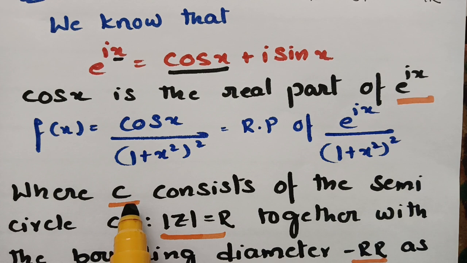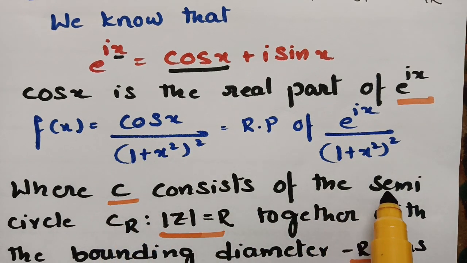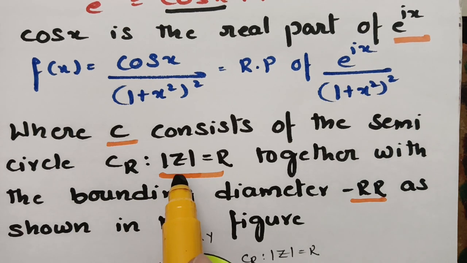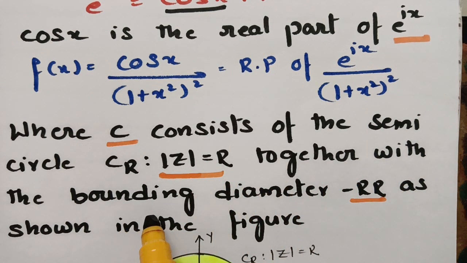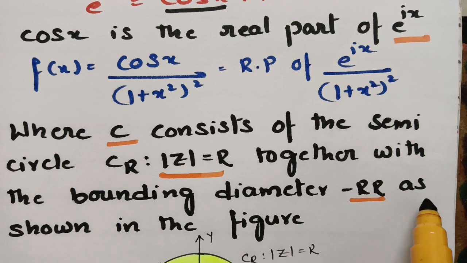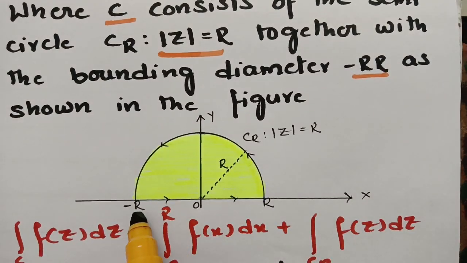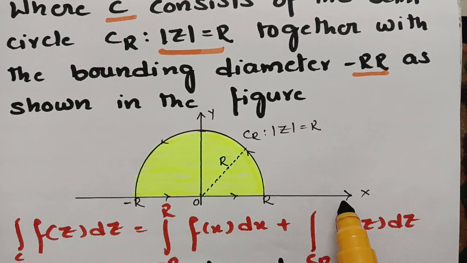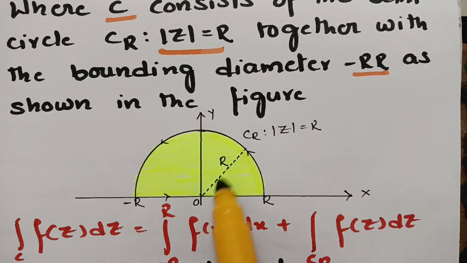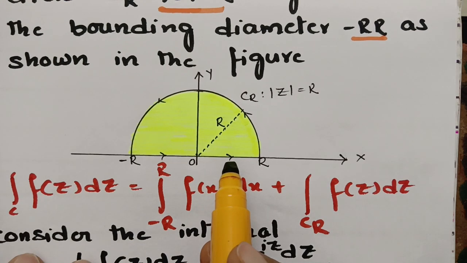Talking about this contour, C consists of a semicircle CR, that is mod z is equal to R, with the bounding diameter from minus R to R as shown in the figure. See here, this is minus R to capital R along the real axis, and this is a semicircle with center 0 and radius R. So this is the closed contour, in which we have to evaluate the given integral 0 to infinity cos x dx by (1 plus x square) whole square. So this is the closed contour with two parts.